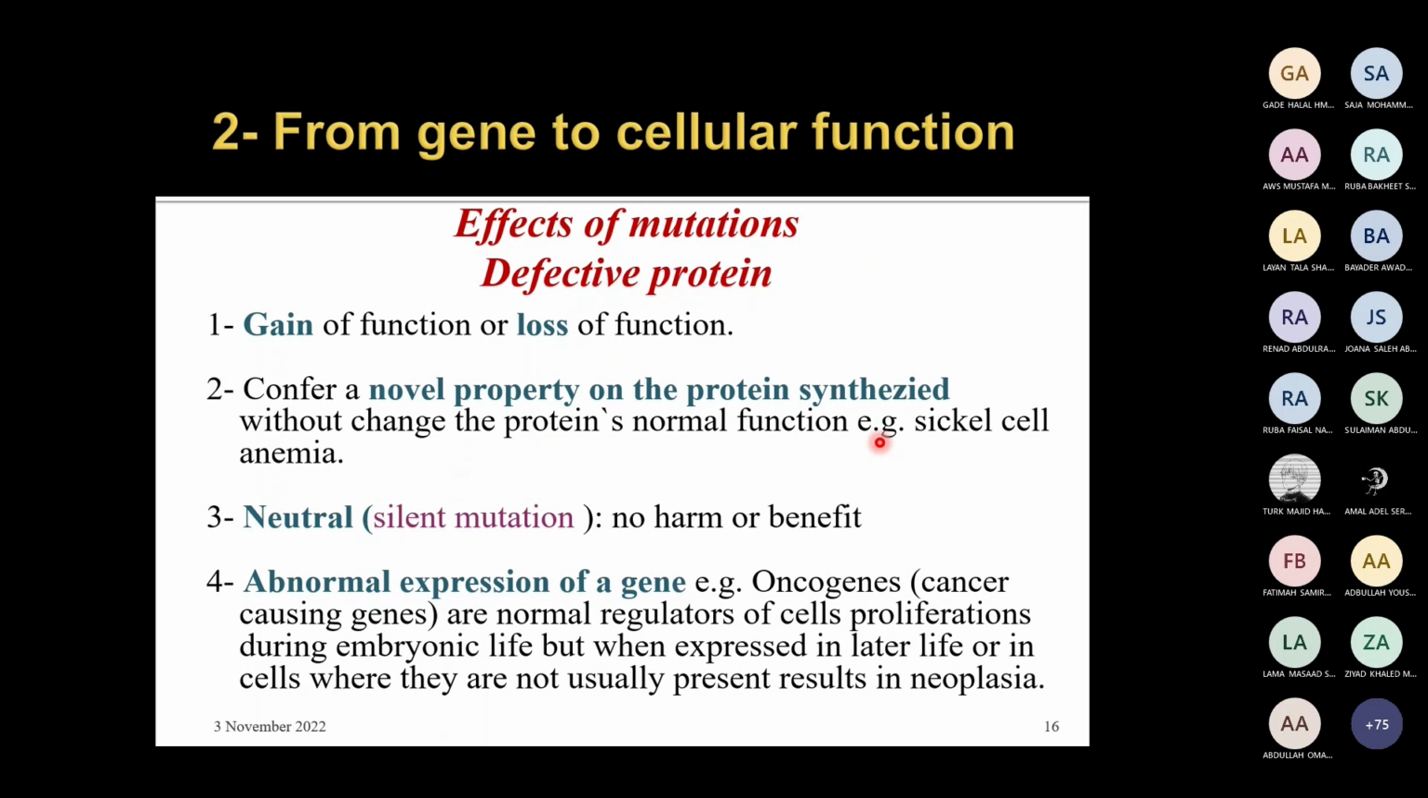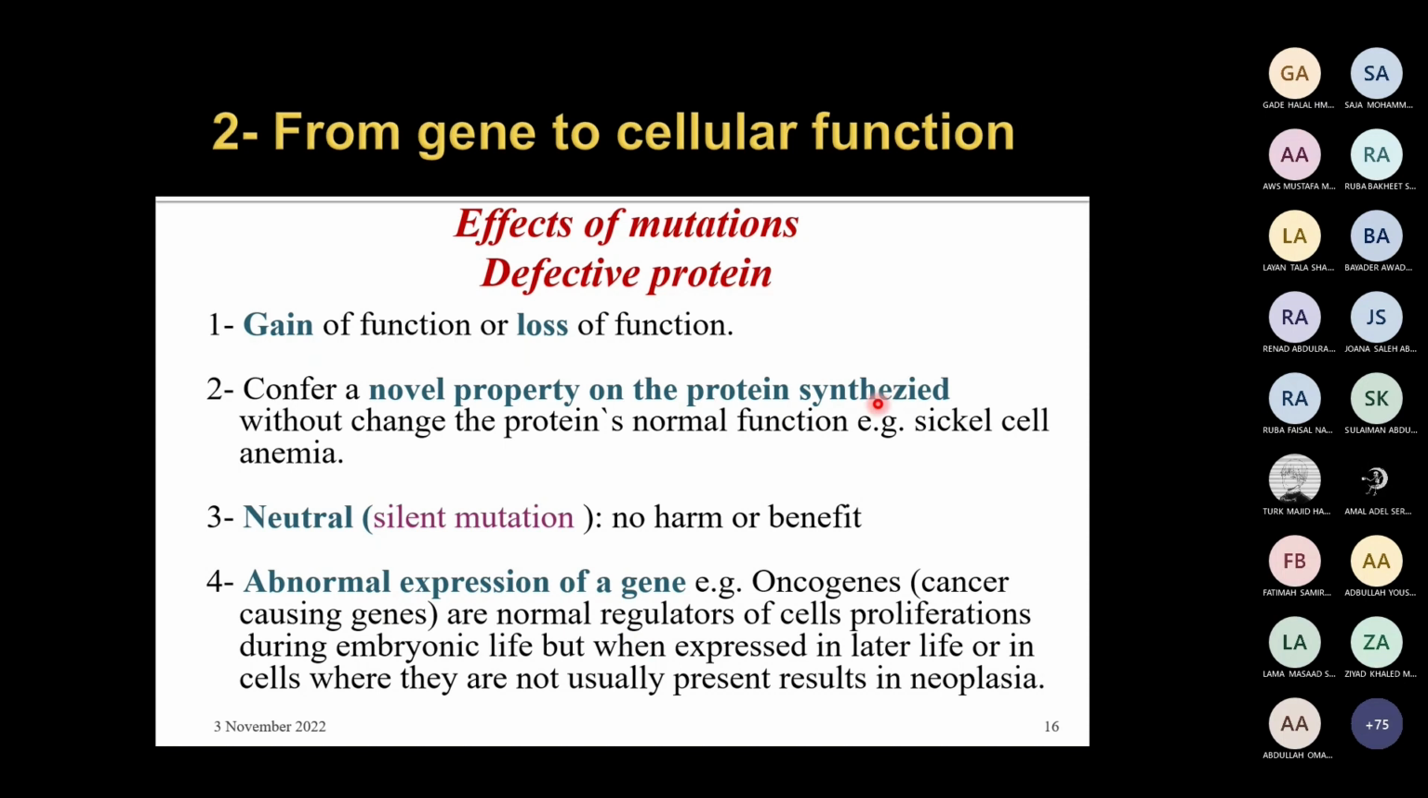With some proteins, the mutated DNA results in a different protein with a novel property, another property of the protein. A very good example is sickle cell anemia. In sickle cell anemia, the resulting hemoglobin has a very different property than the normal one. Now, neutral or silent mutations cause no harm or benefit. A mutation might happen, but the resulting protein is neutral. It gives the same function, so there is no harm or benefit.